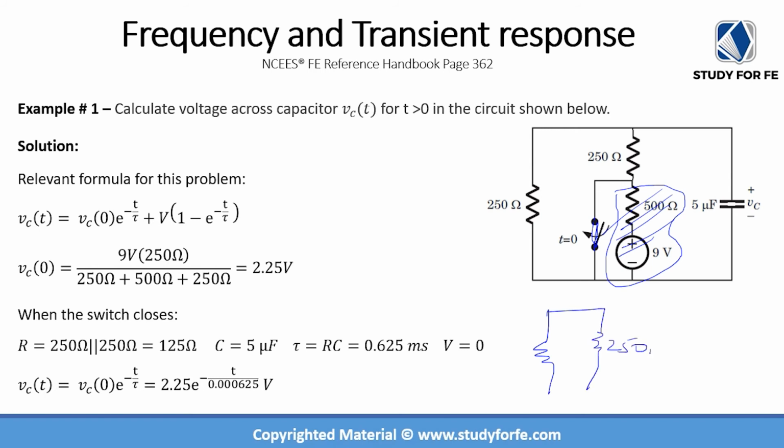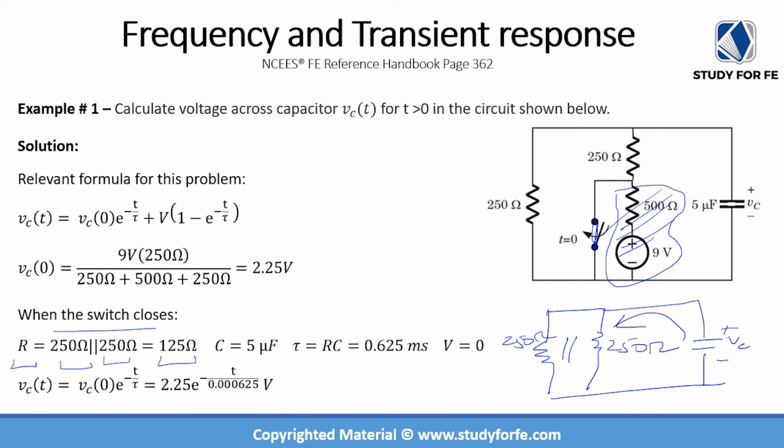circuit will comprise the two 250 ohm resistors in parallel with this capacitor. So when the switch closes, the equivalent resistance that we are concerned with as far as the R is concerned is the parallel arrangement of these two resistors, 250 and 250 ohms. So 250 in parallel with 250 is 125. So the capacitor will now start discharging the current through these resistors, okay?